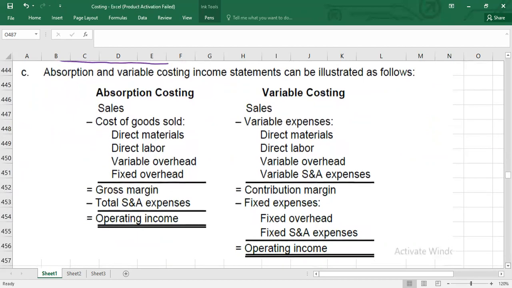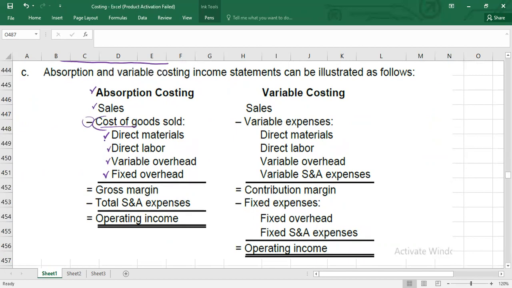If you look here, this is a shortcut of the income statement. Otherwise, I will of course tell you in detail. So here is just an overview. Under absorption costing, you will write sales minus cost of goods sold. In cost of goods sold, you have to take full production cost, which includes direct material, labor, variable overhead, and fixed overhead. This is called your cost of goods sold.